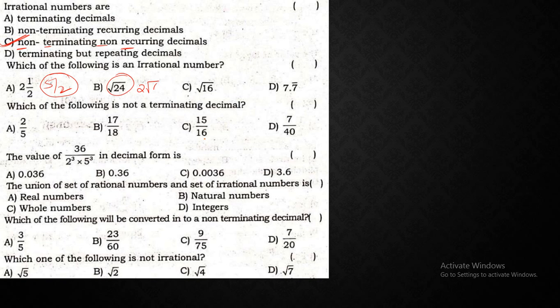This can be written as 2 root 6. So this can be represented as 4. This is NTR, so clearly a non-terminating repeating decimal. So clearly 2 root 6 is my irrational number.